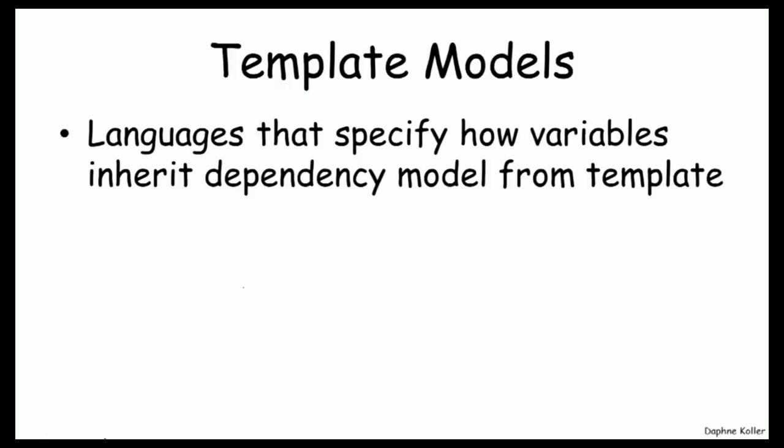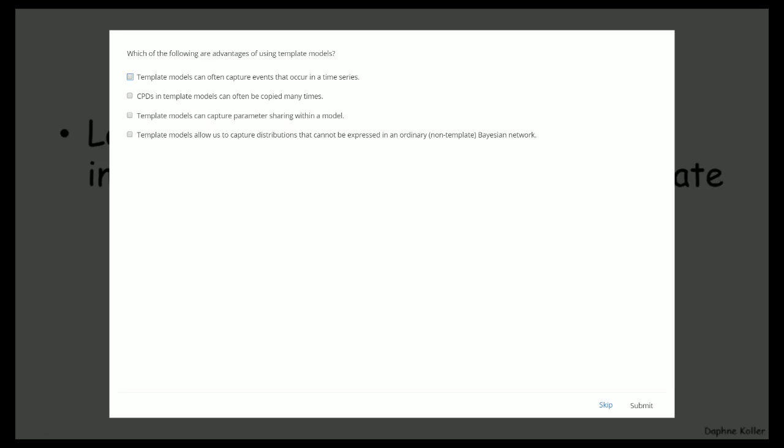And a template model is a language that tells us how template variables can be the dependency model for template variables and how concrete instantiations of variables, what are called ground variables, like the ones that are actually indexed by a particular time point or person, how they inherit the dependency model from.